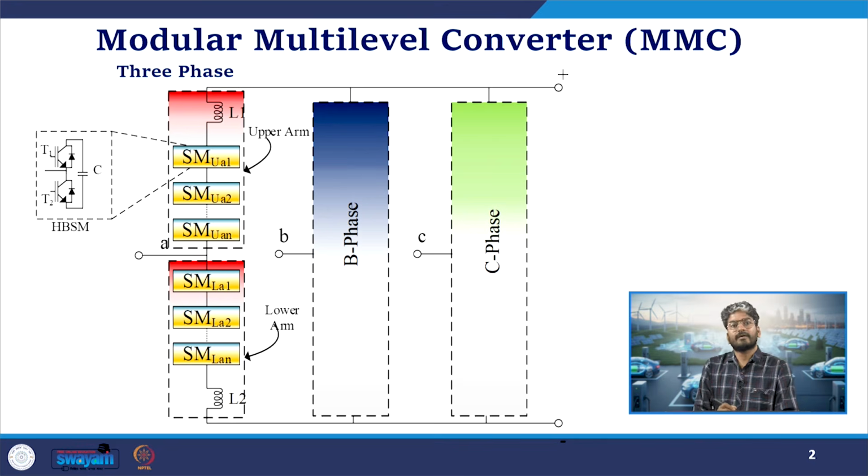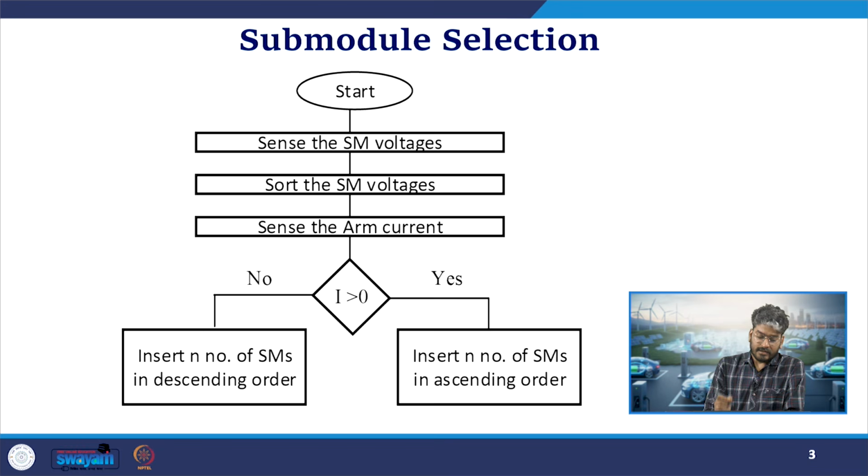So when I have a higher number of levels, the device count in MMC will be less compared to the multi-level converters. It has high power capability, it is perfectly modular, so it is scalable, and it has higher reliability. Then we saw its working. Some modules present in the upper and lower arms are selectively inserted to generate a particular voltage level at the output AC terminal. So 50% of the sub modules in the entire leg will always be in the bypass mode. That's what we have seen.